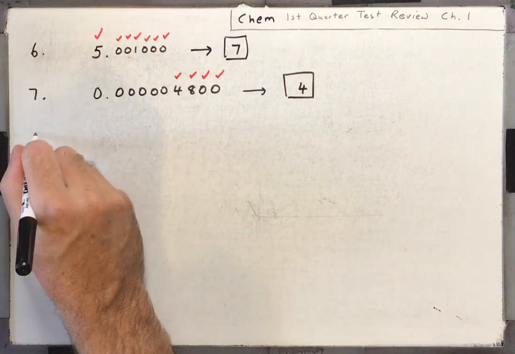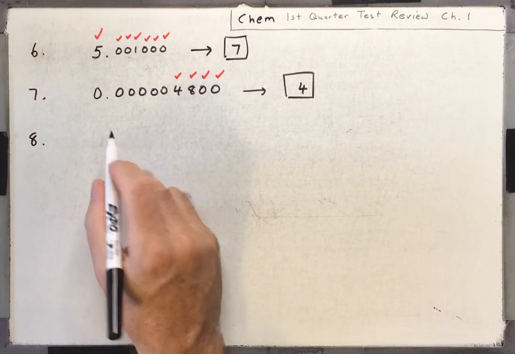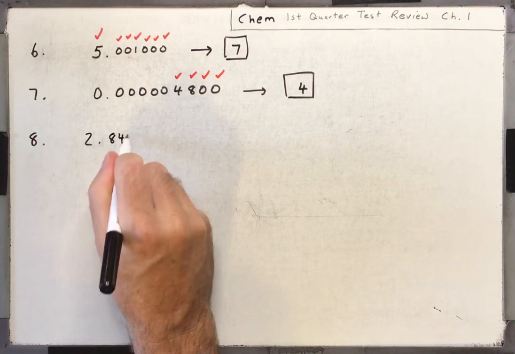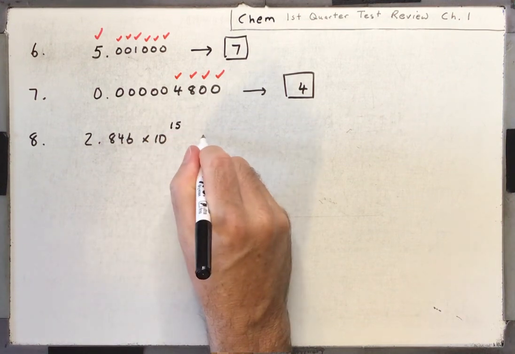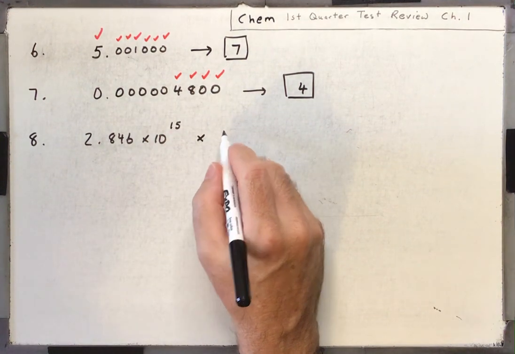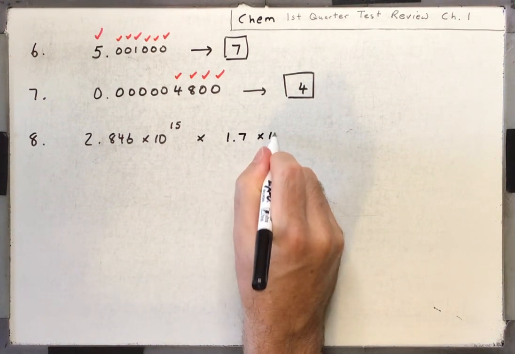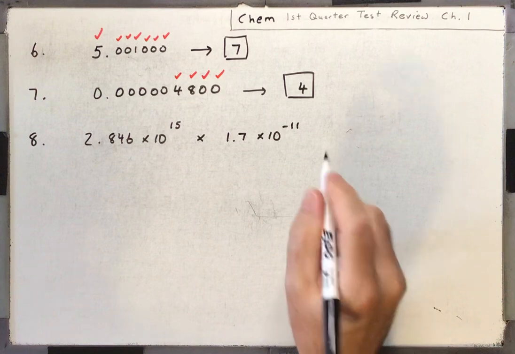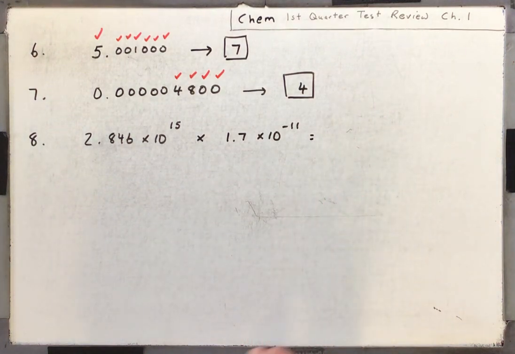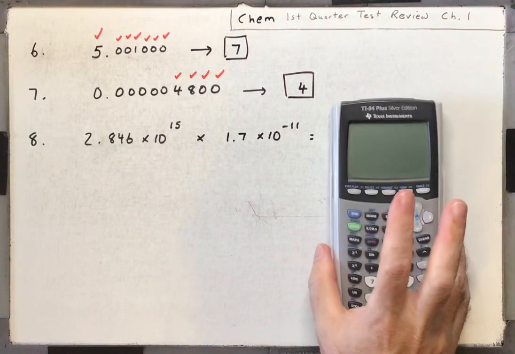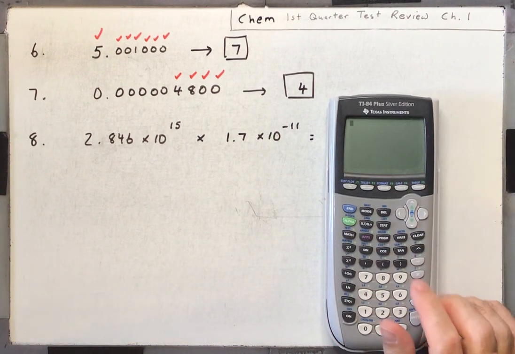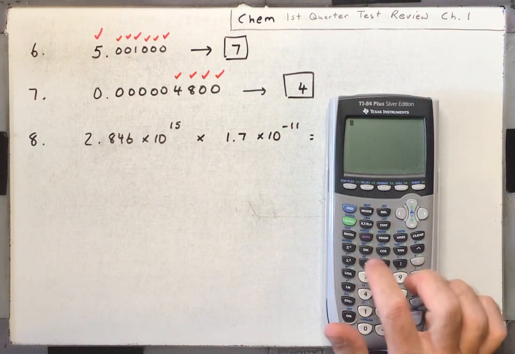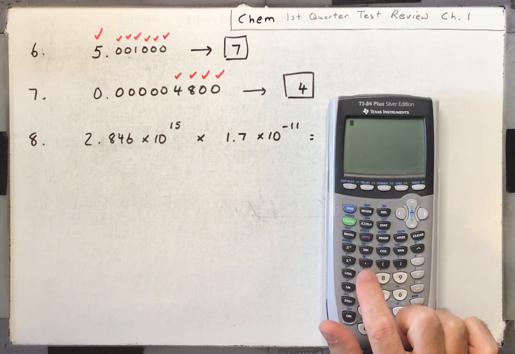All right, moving along. So number 8 says multiply 2.846 times 10 to the 15th. We're going to multiply that by 1.7 times 10 to the minus 11. And then we're going to round that to the appropriate number of significant digits. Okay, so let me remind you how to deal with these big numbers in the calculator. So we're going to use this double E button. That's the blue double E above the comma there.